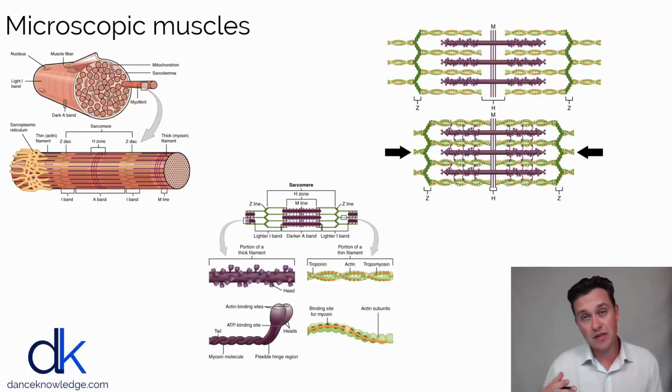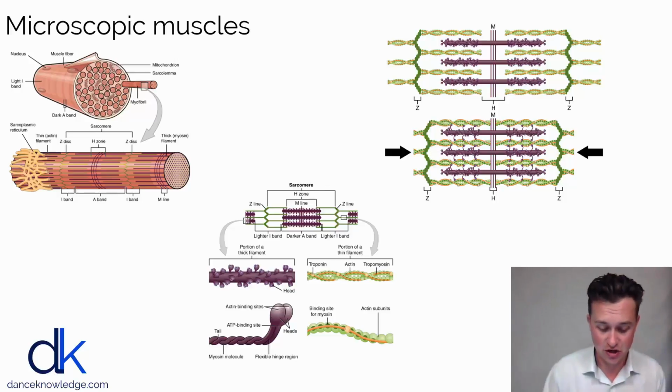So remember that this microscopic structure of muscle is common across all muscles within the body. So if you can understand how this microscopic structure works, then you can really understand how the fundamental unit of muscles can help to produce the force and the movement that dancers need in order to dance. So let's have a look at this first picture on the left hand side to start with.